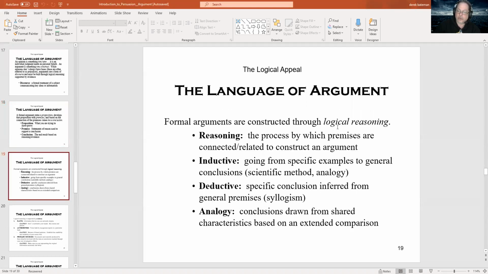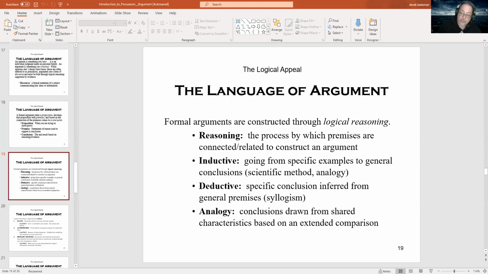Formal arguments are constructed through this logical reasoning. There's inductive reasoning. I don't want to get you bogged down too much in this. When I teach certain courses, we spend a lot of time on inductive versus deductive reasoning. At this stage, you know if it's a rational argument, if it's logical, if it makes sense. That's what you want to first and foremost understand.